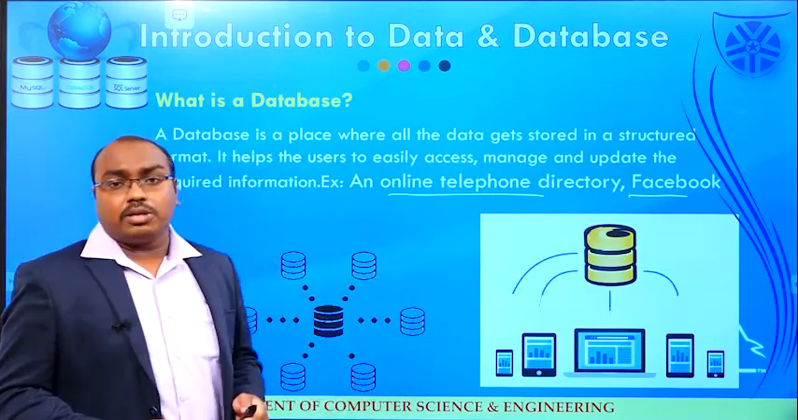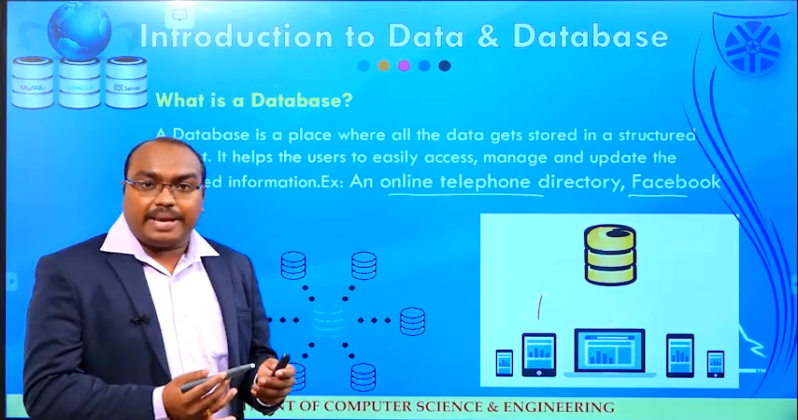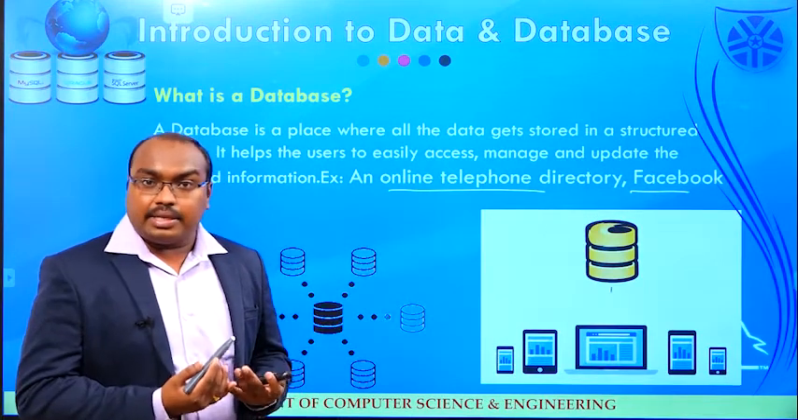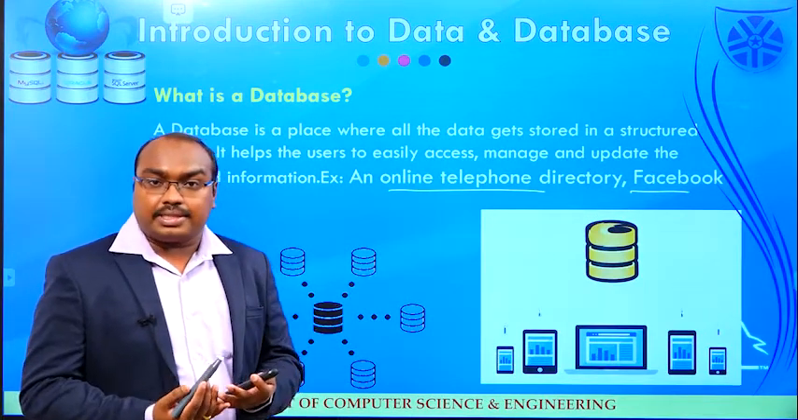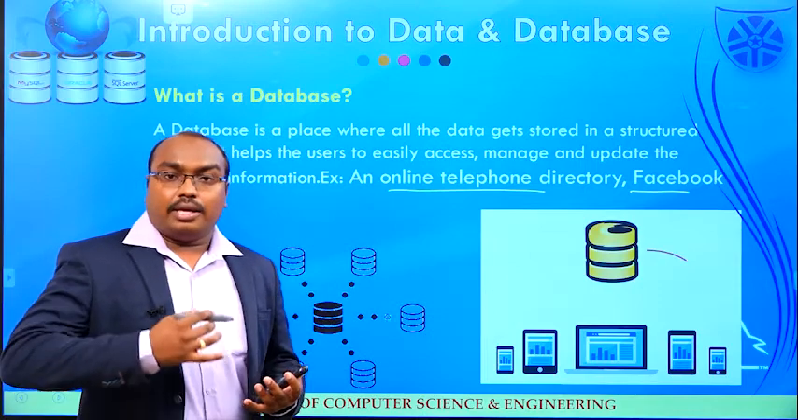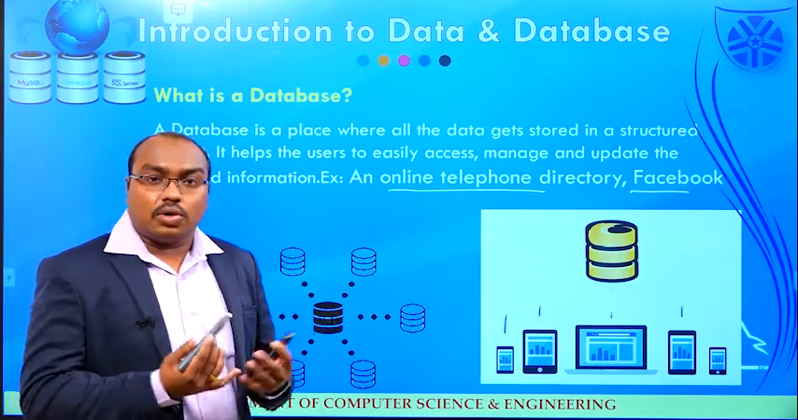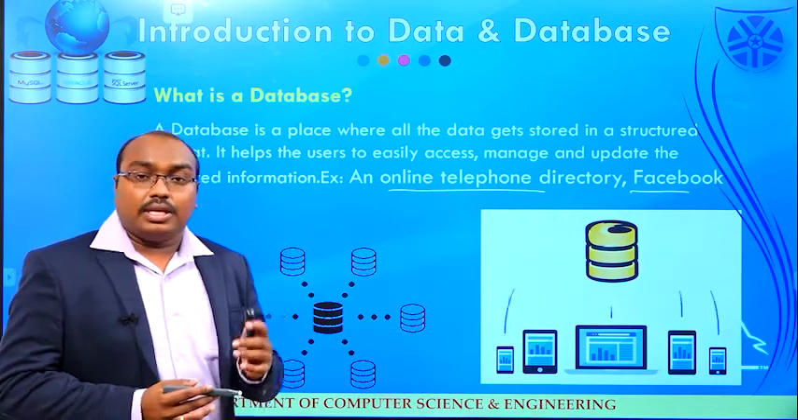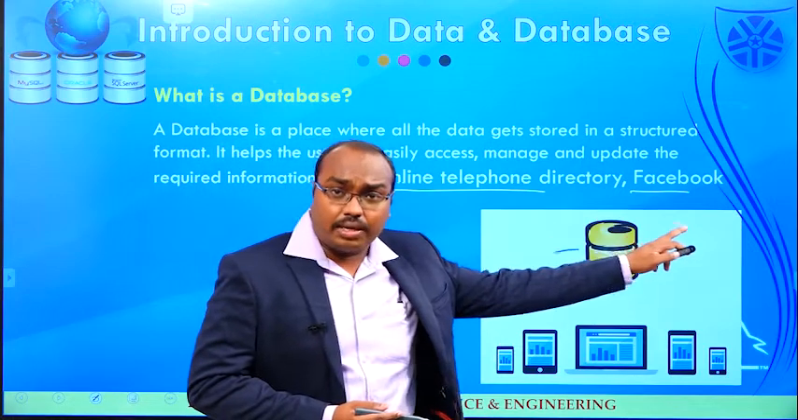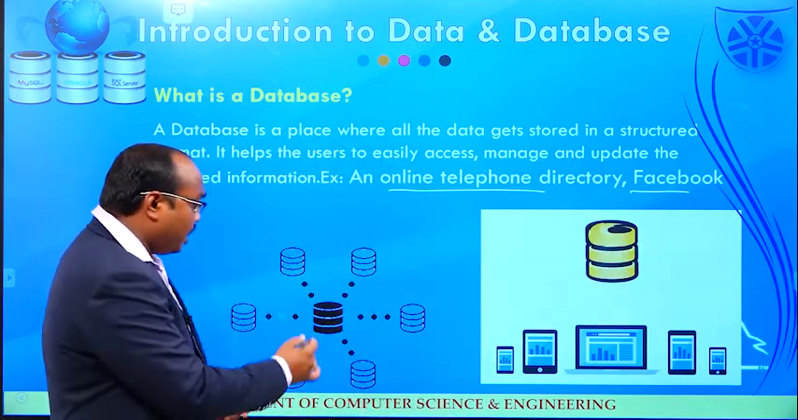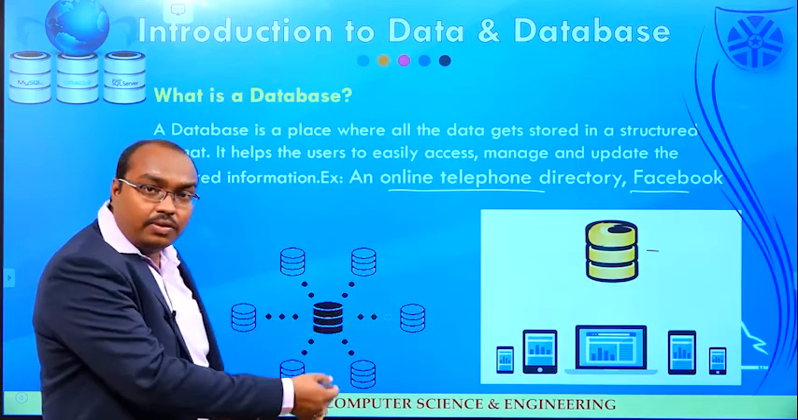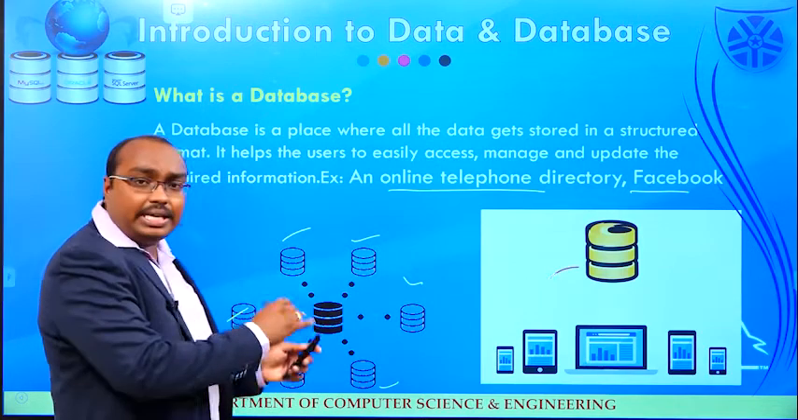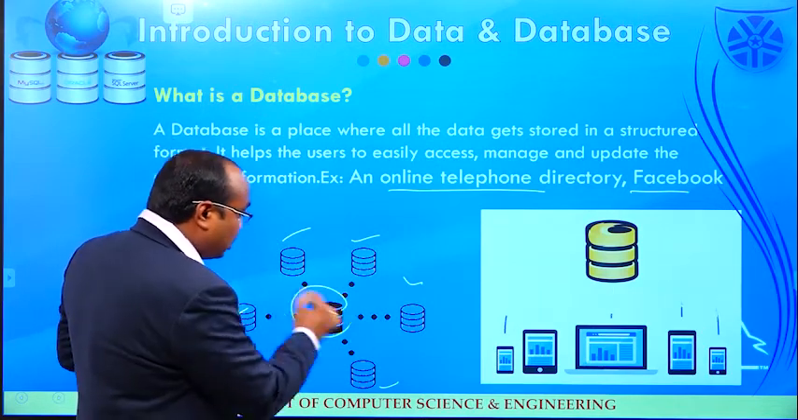So in Facebook, in the database, they have to maintain user IDs, user mail IDs, their chatting list, friends list, and ads. So the total information should be maintained in a particular database. So this is another example for a database. For example, here we have to maintain different types of databases. So these are the different types of databases. All the databases are connected with central servers.